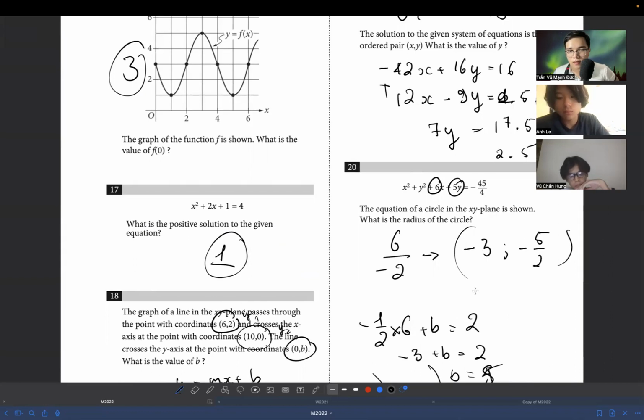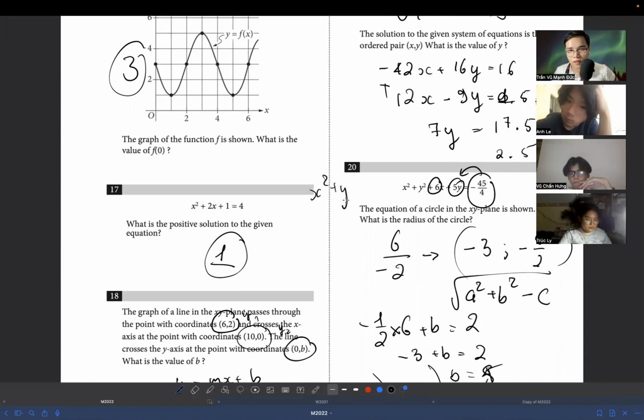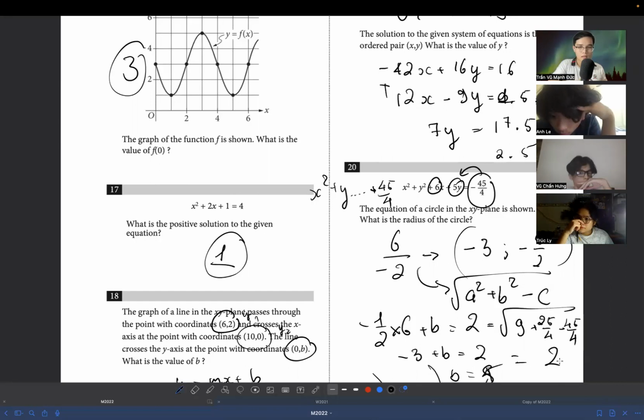And use this equation: the square root of a squared plus b squared minus c. C is this, but moved to here, so it's x squared plus y squared, blah, blah, blah, plus 45/4. And you're just going to plug them in. It's the square root of 9 plus 25/4 minus 45/4, and the result is 2. Let's check: 9 plus 25/4 minus 45/4. Okay, 2.